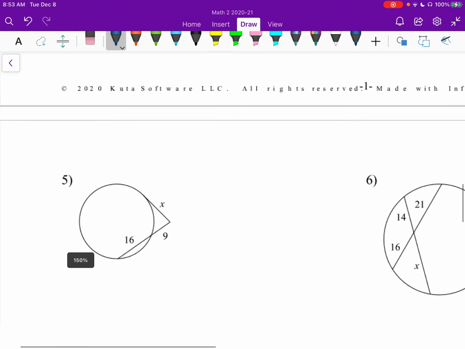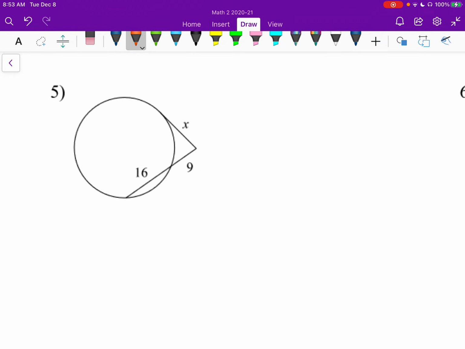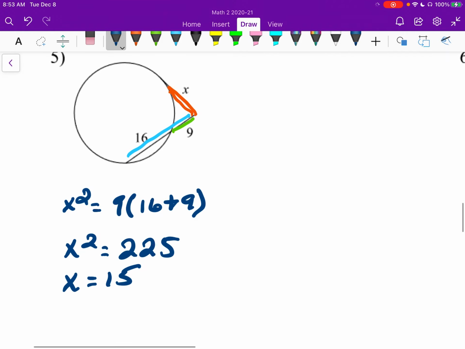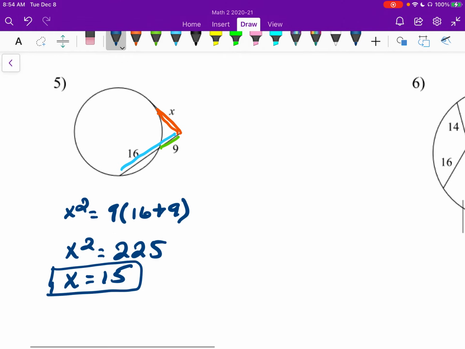All right, let's move on to number 5. So here's our outside, and then also our whole thing. The other one, here's the outside, and here's the whole thing. So I have x squared for my tangent piece, and then the outside is 9, and the whole thing is 16 plus 9. So I'm just going to type this in, 9 parentheses 16 plus 9. That gives me x squared is 225. Whenever I take a root, my x is going to be 15. And again, I should be using a plus or minus here, but a negative distance doesn't make sense, so we're not going to use the negative piece.